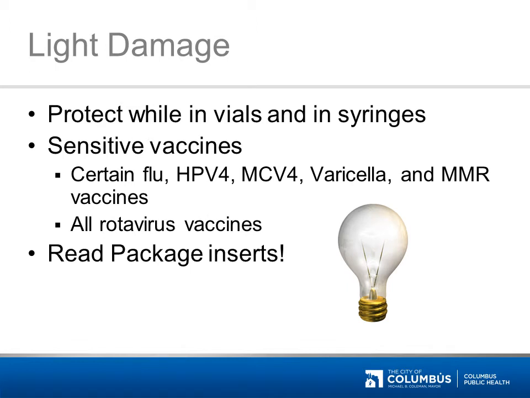Light damage is another issue. Too much light can inactivate a vaccine, creating an issue for industrial storage refrigerators with glass doors. Keeping vaccine in the original boxes can help minimize the risk of too much exposure to light. Certain flu, HPV, meningococcal, varicella, and MMR vaccines, and all rotavirus vaccines, can be ruined by exposure to light. Because storage conditions including light exposure may vary by brand, it is important to read package inserts to avoid wasting vaccine and losing money. This is an important consideration while the vaccine waits in the syringe to be given, as well as in storage conditions.